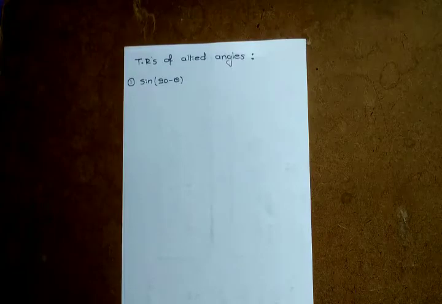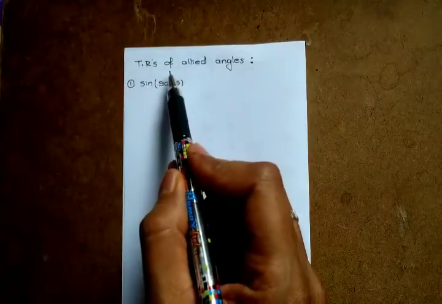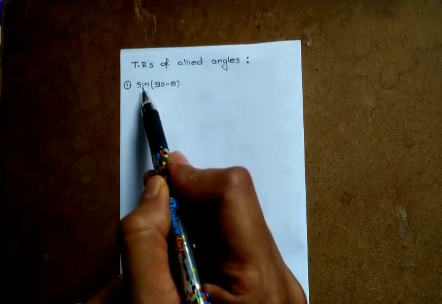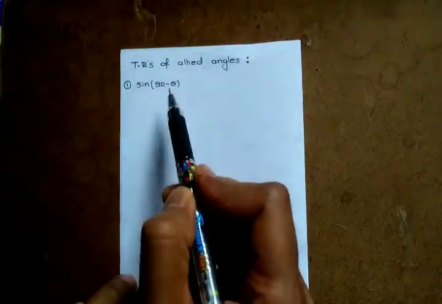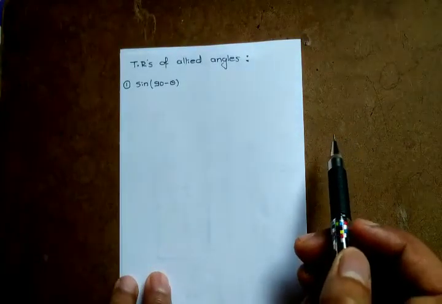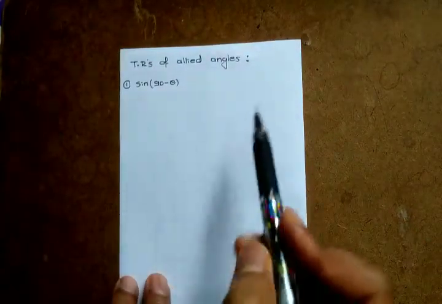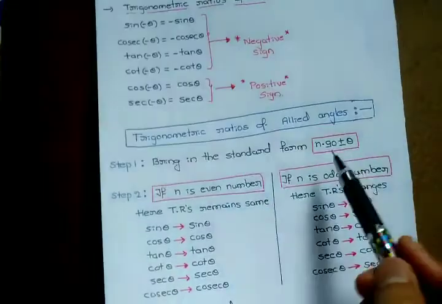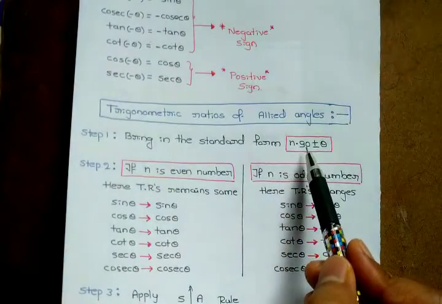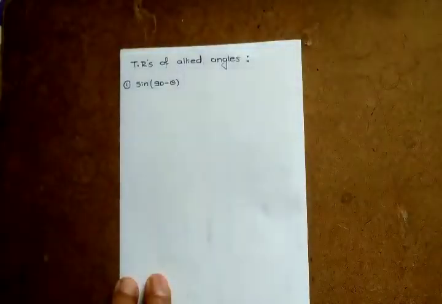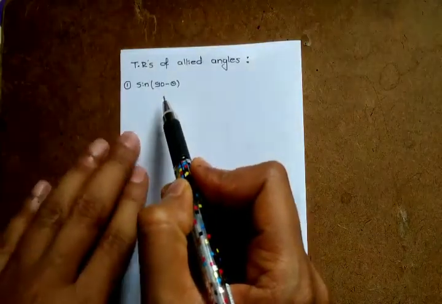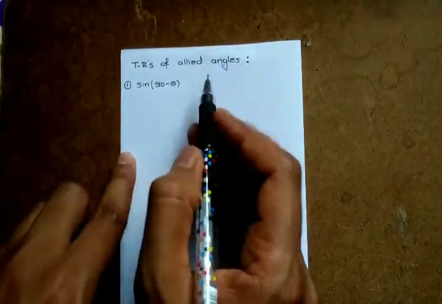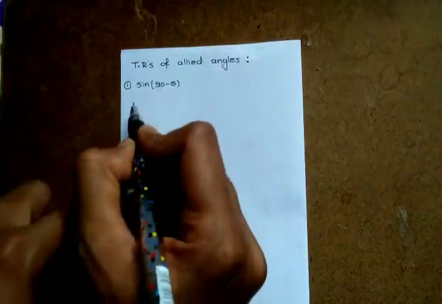Now we will see how to find trigonometric ratios of allied angle values. First one, if you want to find sine 90 minus theta, this is the allied angle. So first step, what I said, you need to bring it into the form n into 90 plus or minus theta. Here the minus sign is already there, I just need to bring n into 90 minus theta.